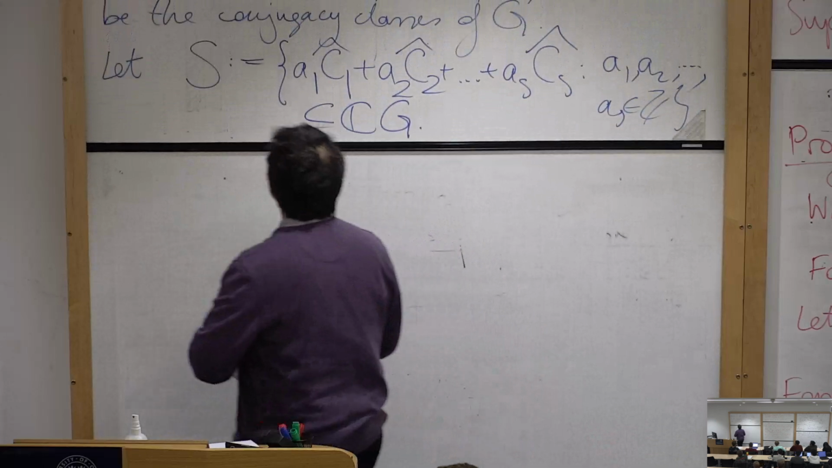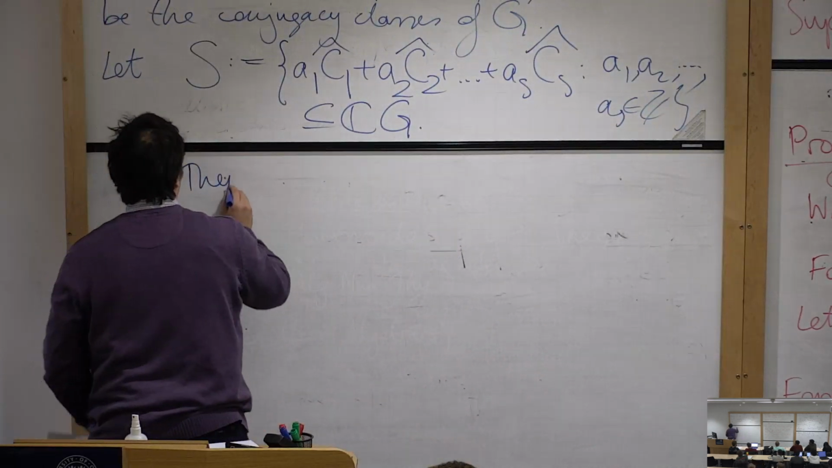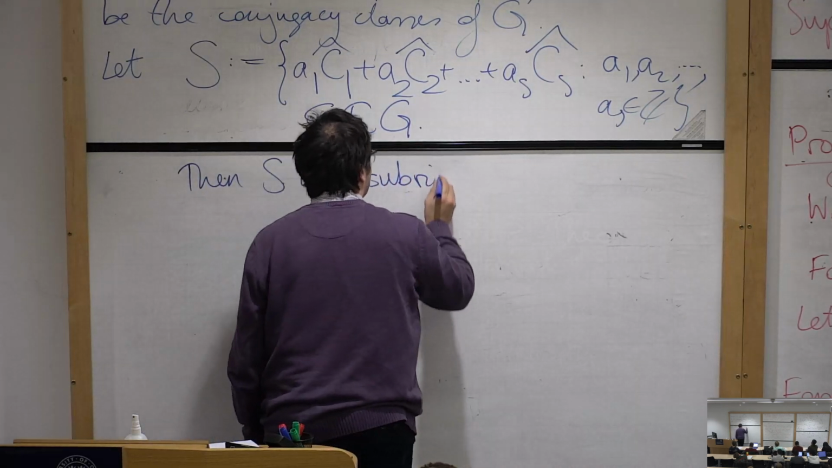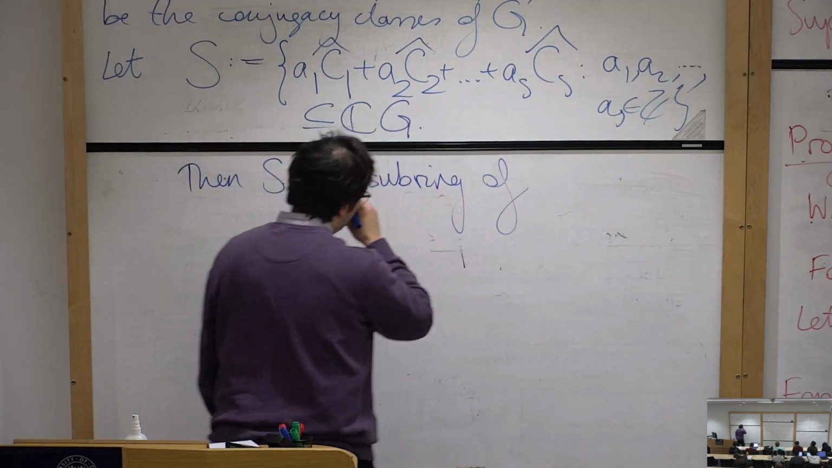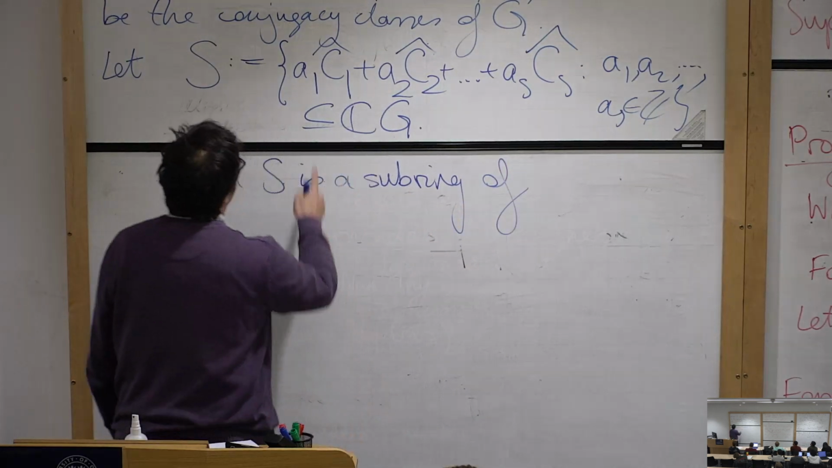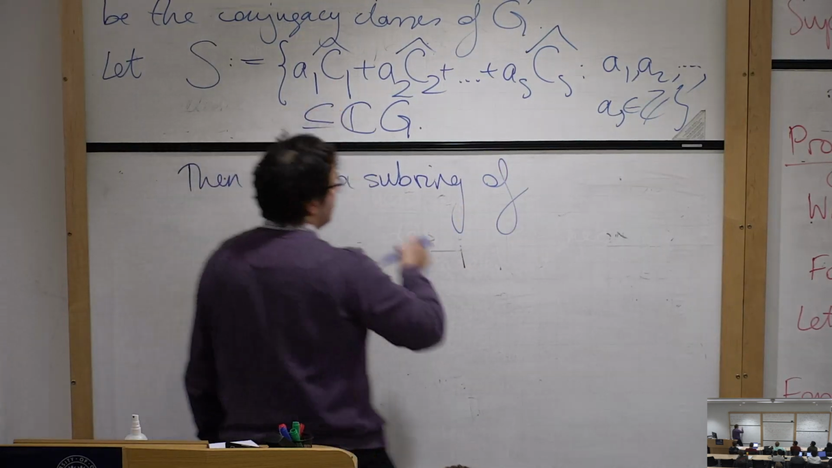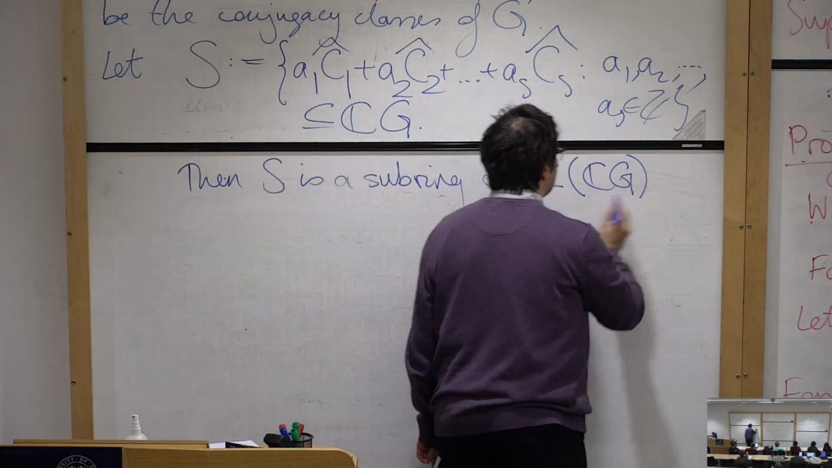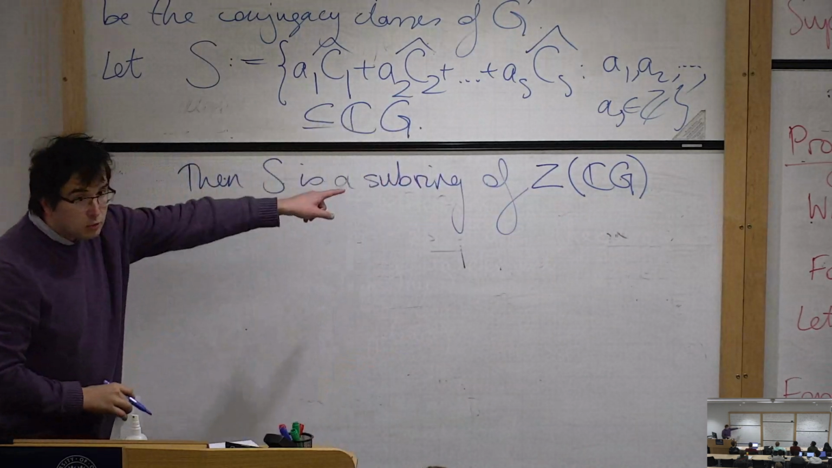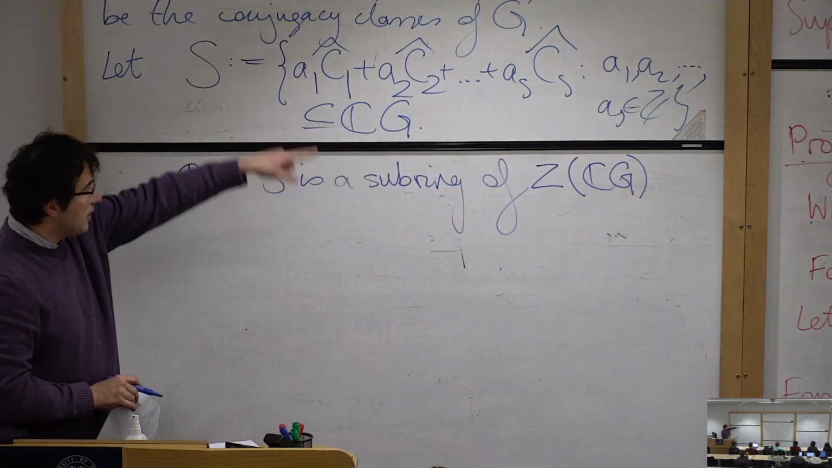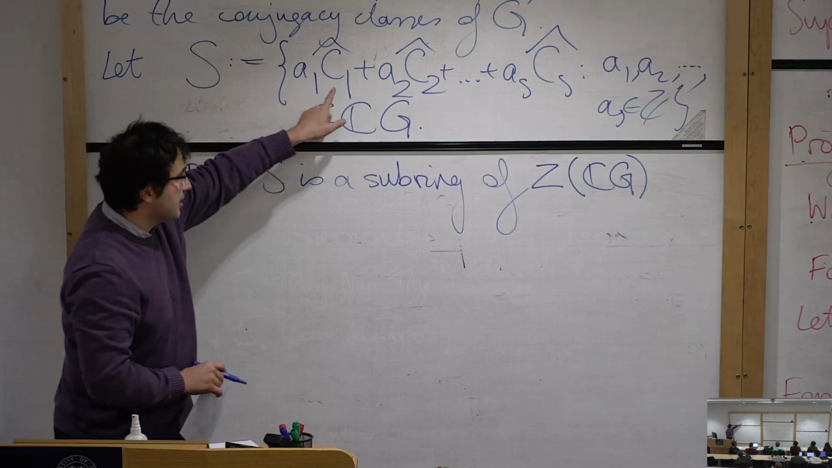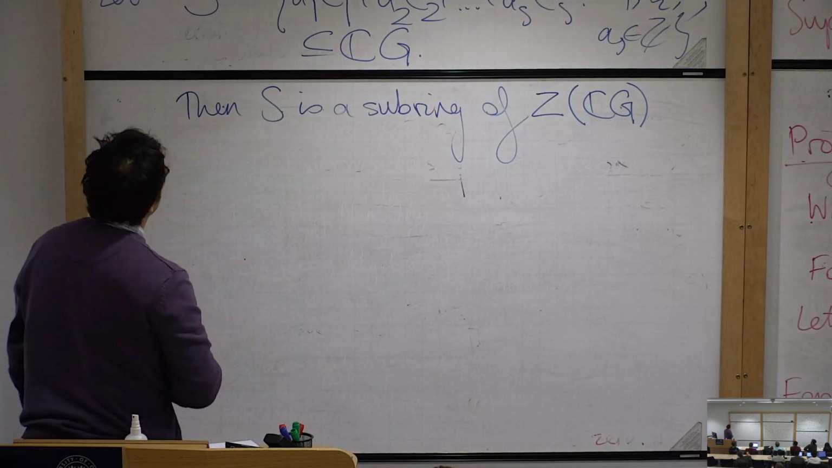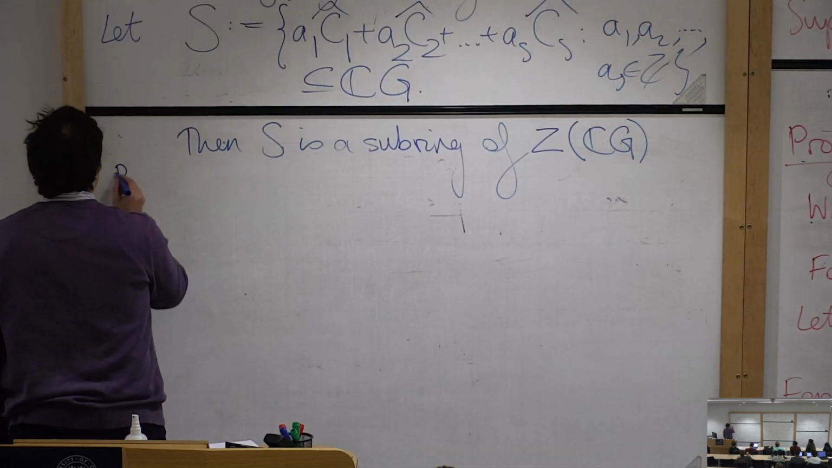Okay. So the statement is that S is a subring of CG. Actually, obviously all these things are central, right? So it's even a subring of the center. We know what the center of the group ring looks like, right? It's C to the power s, because these conjugacy class sums form a basis. I think the claim is that actually they multiply correctly. Why is that?